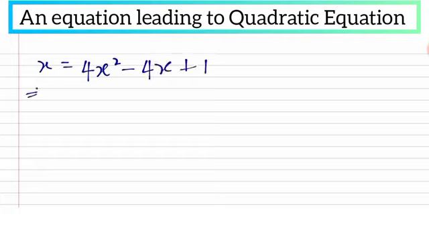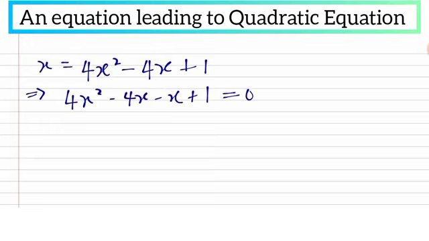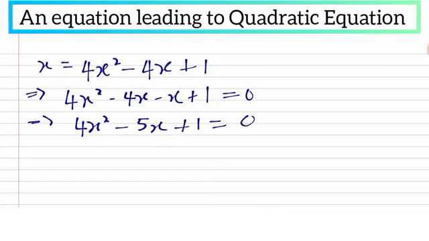Then we try to rewrite this equation in this form. We have 4x squared minus 4x minus x plus 1 equals to 0. Then we have it to be 4x squared minus 5x plus 1 equals to 0. So now this leads us to quadratic equation in terms of x. So now we are going to use what? Factorization method to get this.